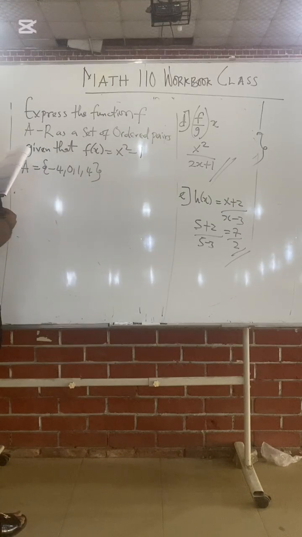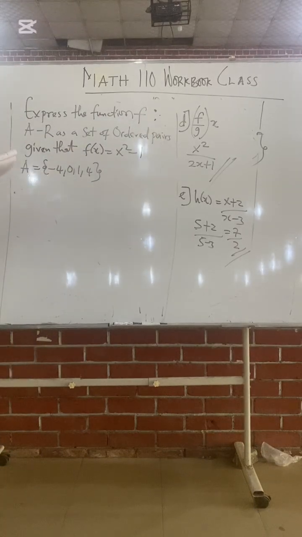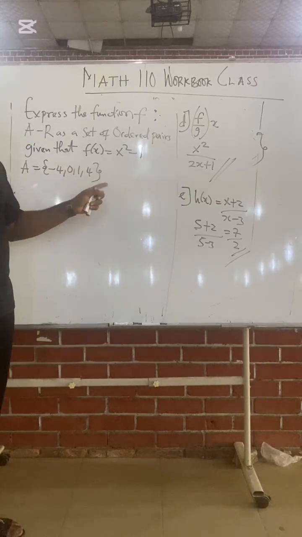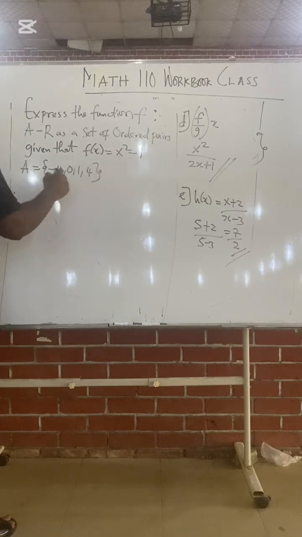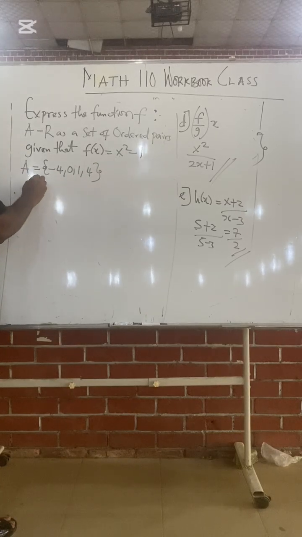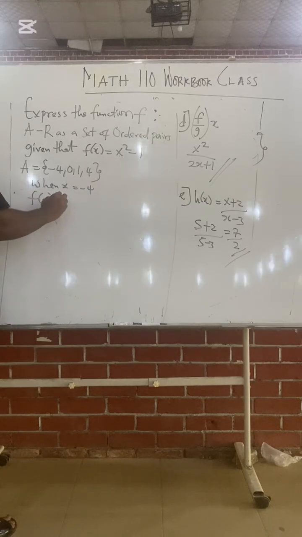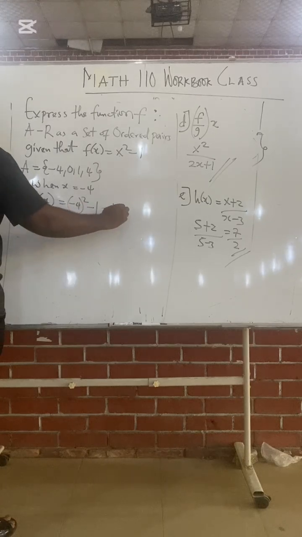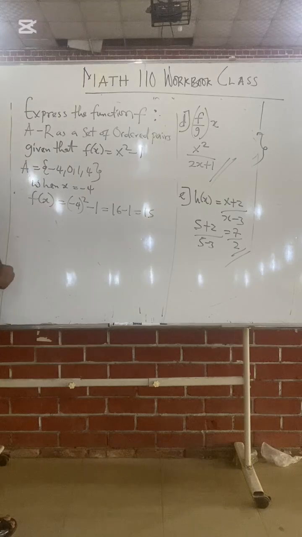Class, they actually put this symbol there, f of A. Express the function f of A, it means anywhere we see x, replace with each component of A here, and express it as a set of ordered pairs. So f of x is x squared minus 1. Let's start with when x is minus 4. Minus 4 all squared is 16. 16 minus 1 is 15. So when x is minus 4, f of x is 15, right?